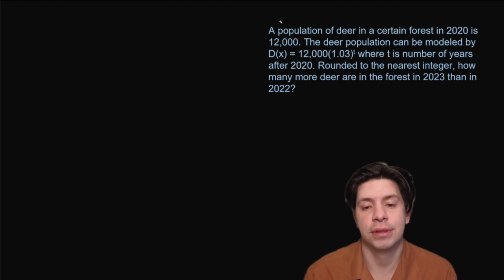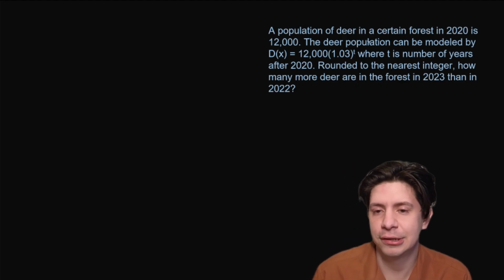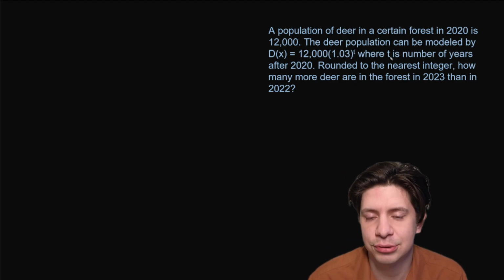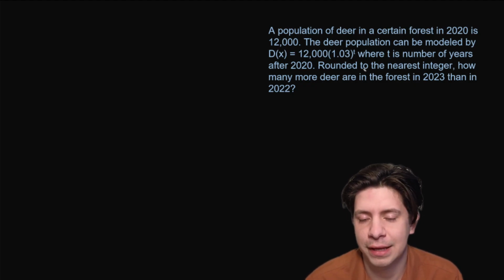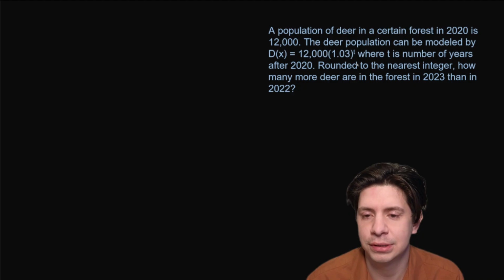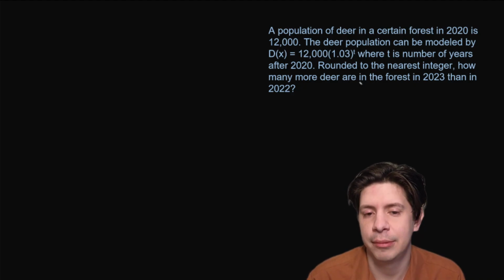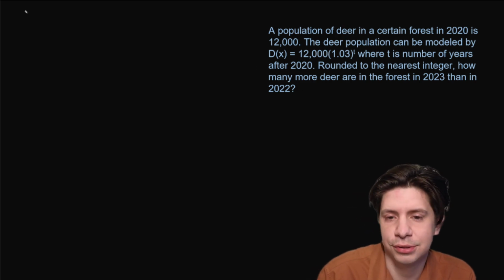Okay, so this is the one with exponential growth. A population of deer in a certain forest in 2020 is 12,000. The deer population can be modeled by d(x) equals 12,000 times 1.03^t, where t is the number of years after 2020. Round to the nearest integer. How many more deer are in the forest in 2023 than in 2022?